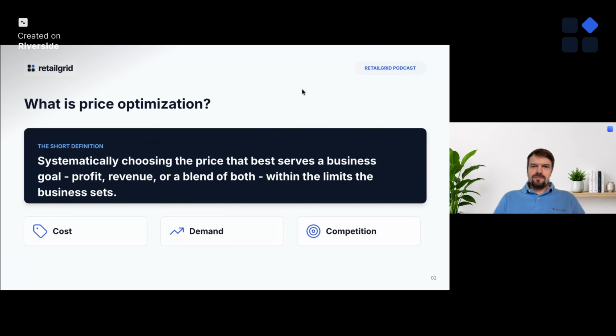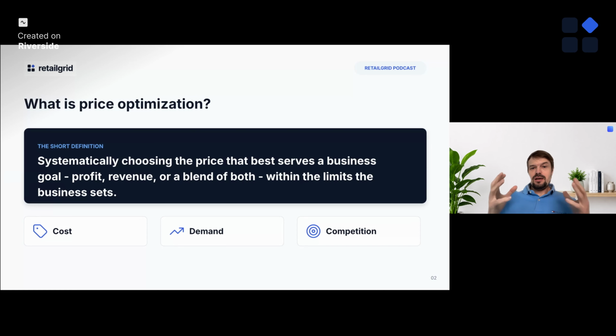If we talk about price optimization in general, the short definition is that you need to choose the best price to serve a business. So to maximize your profit, revenue, or it could be a balance of your targets. The idea is to find the price which can help you to grow the business and to satisfy your customers.